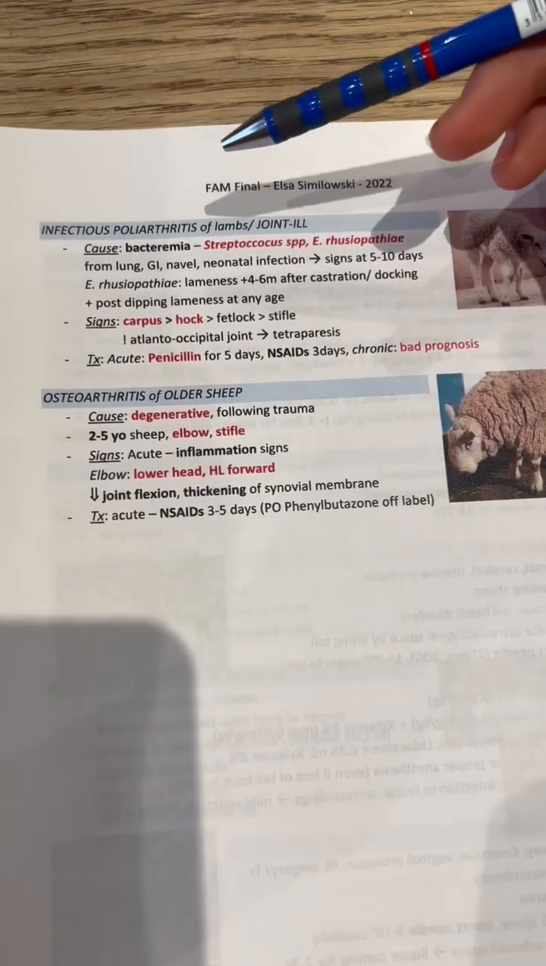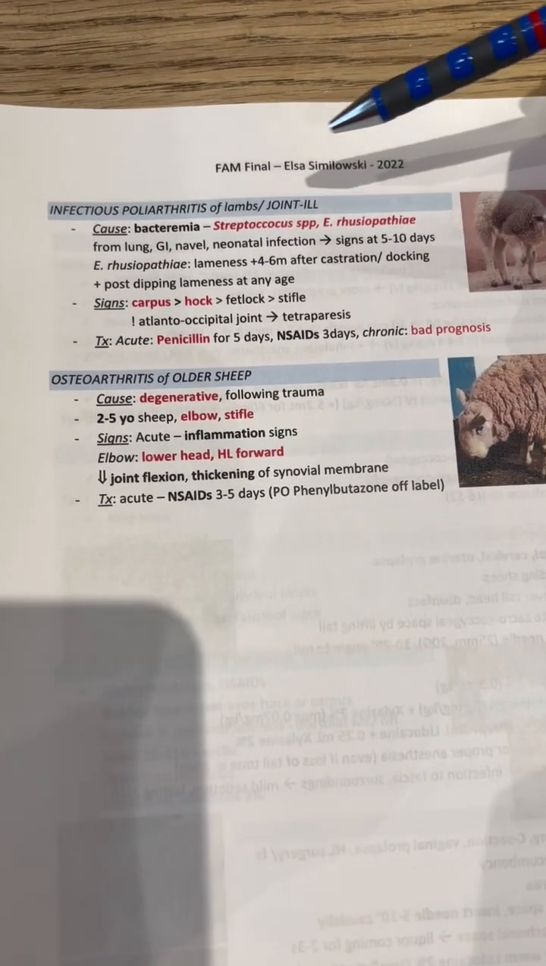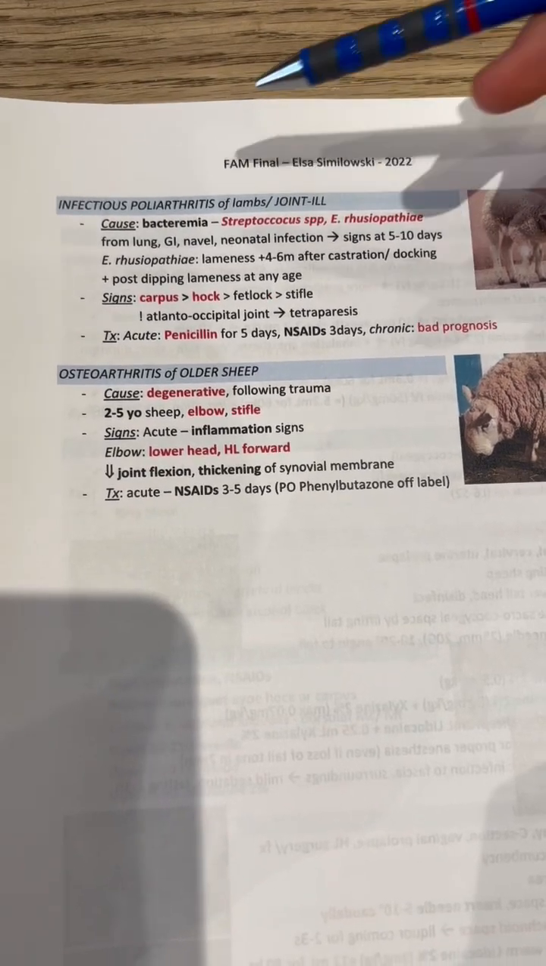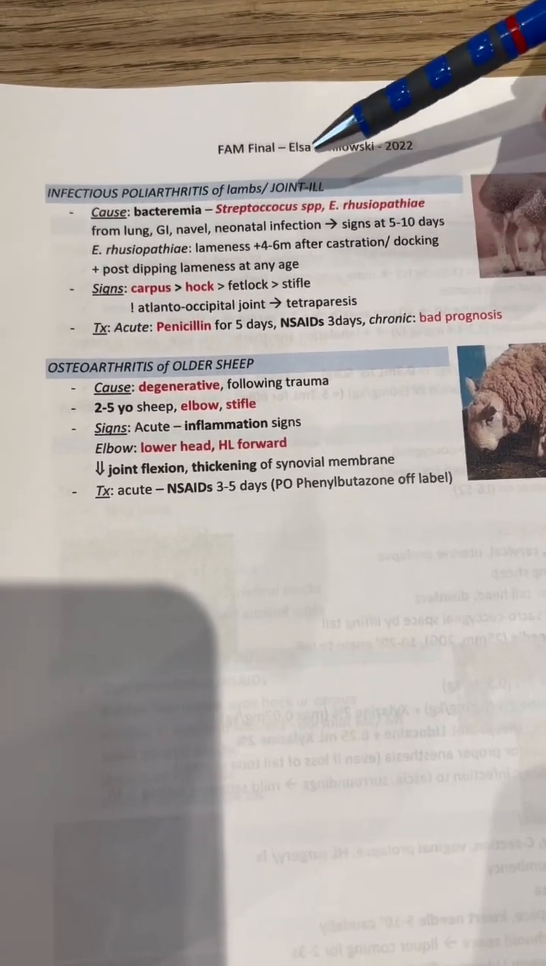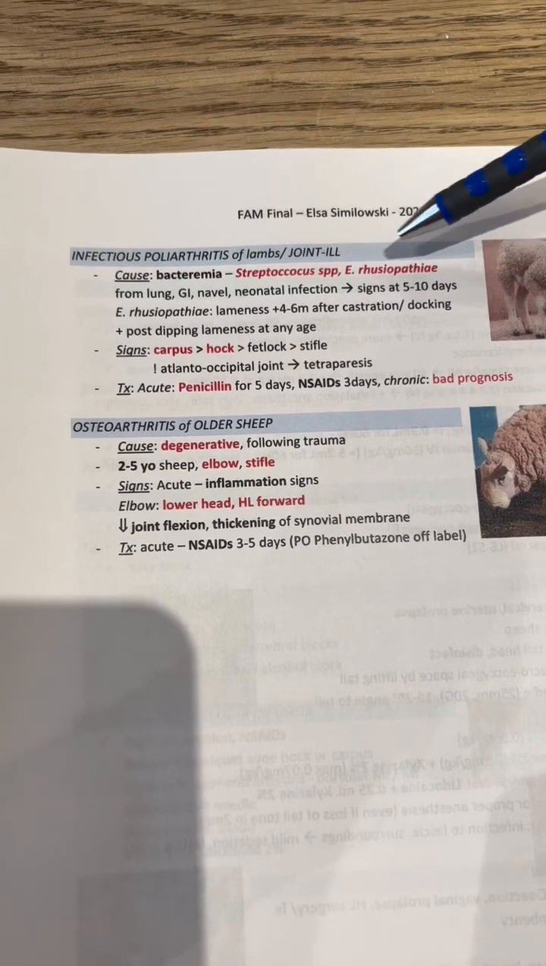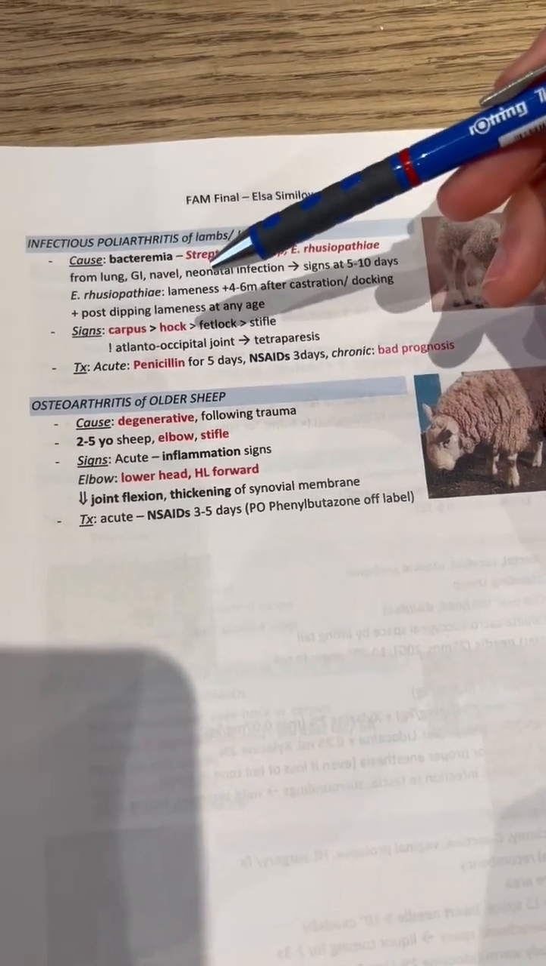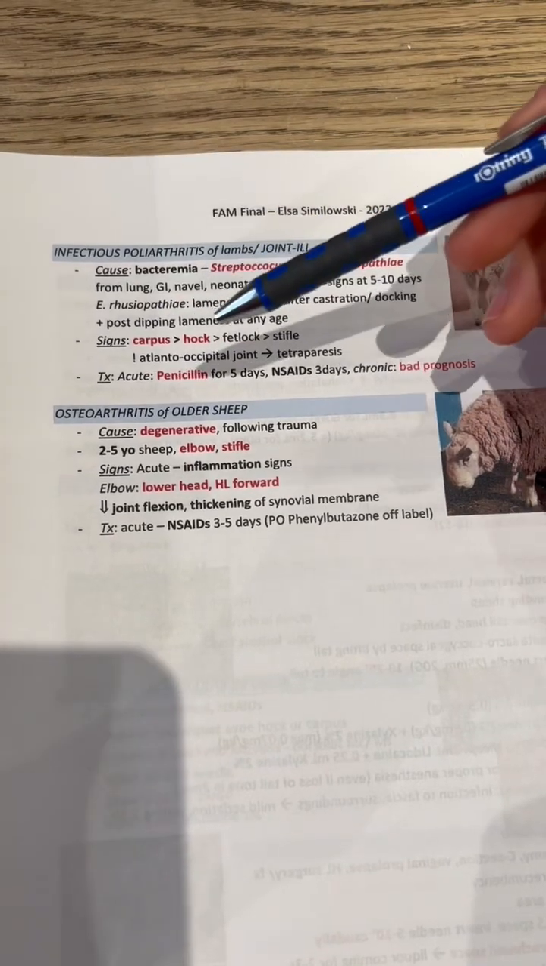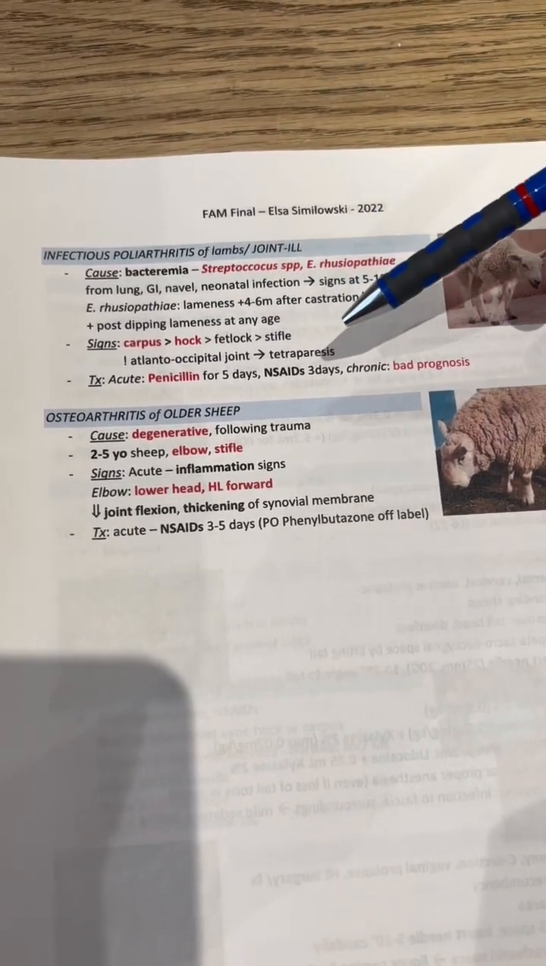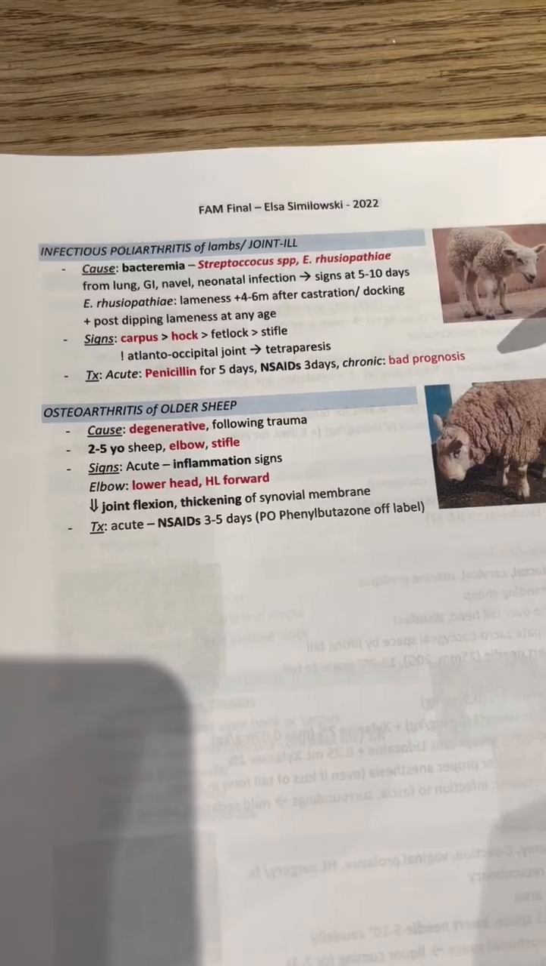For infectious polyarthritis of lambs, also known as joint ill, the cause is bacteremia from Streptococcus or Erysipelothrix rhusiopathiae. The signs are worse in the carpus and the hock. And for the treatment, give acute penicillin for 5 days and NSAIDs for 3 days, and the prognosis is bad.